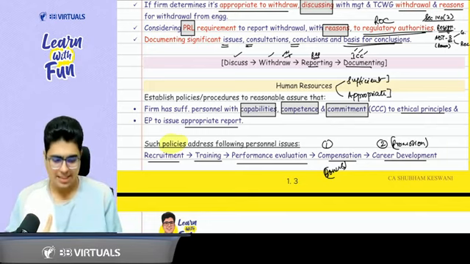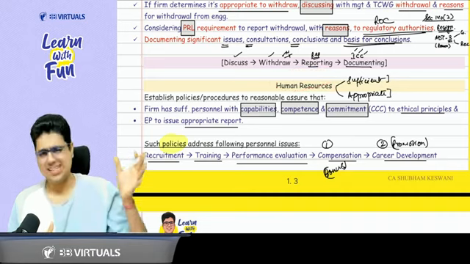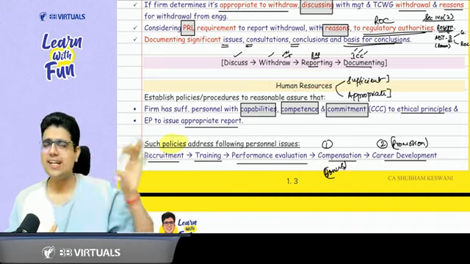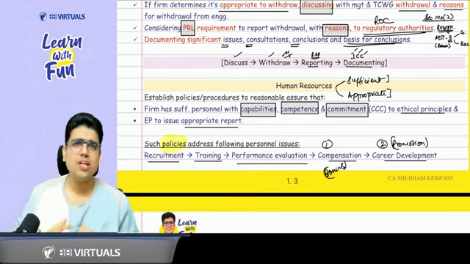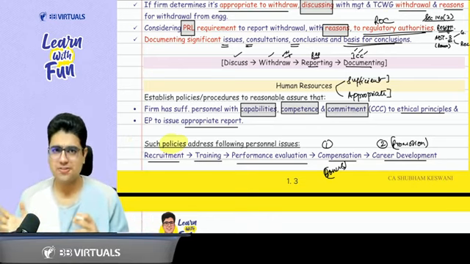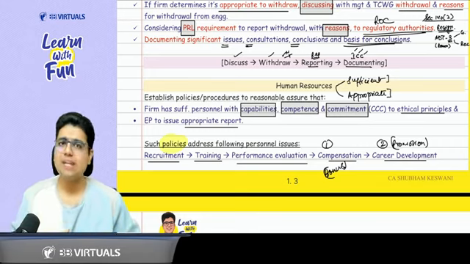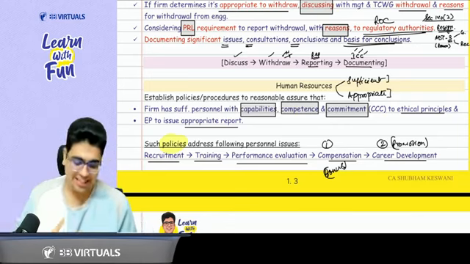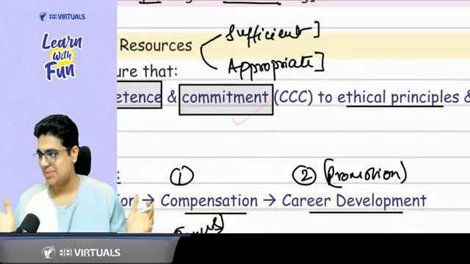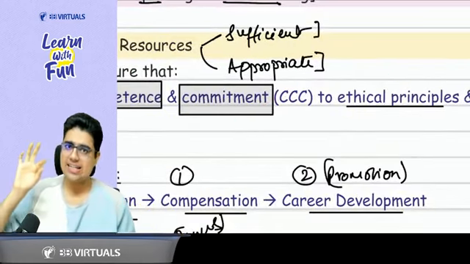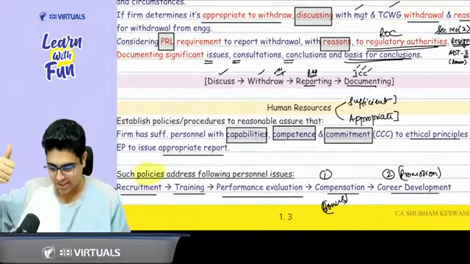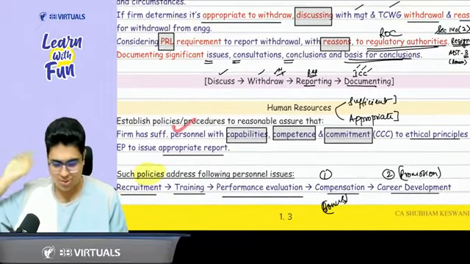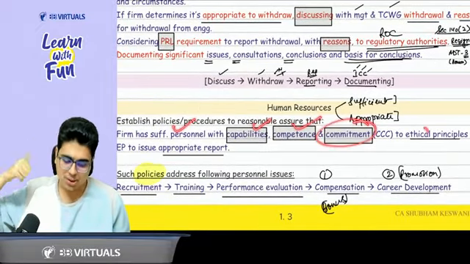Now let's go to the next element which talks about human resource. It's very easy. Just need to read it and understand it. That's it. How should be the human resource in the firm? Sir, they should be sufficient and appropriate. Appropriate means they should be competent, capable, not time and resources. Competence, capability, not time and resources. They should have commitment. Commitment to do their work ethically. So just remember they should be sufficient. And they should have competence, capability and commitment to ethics.